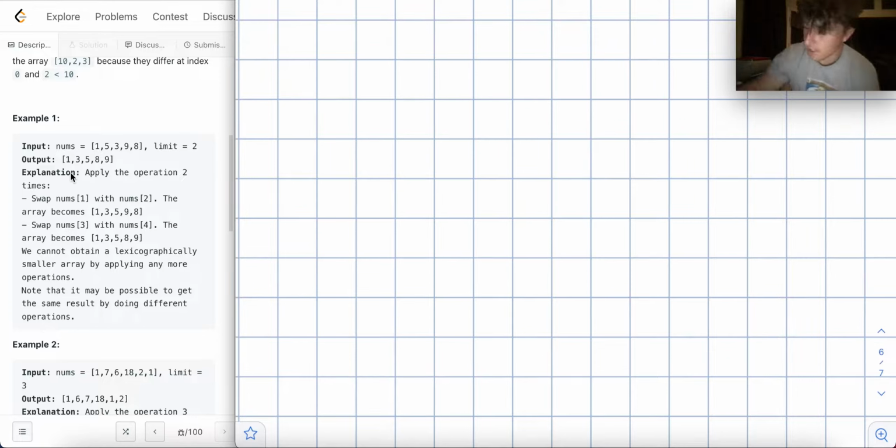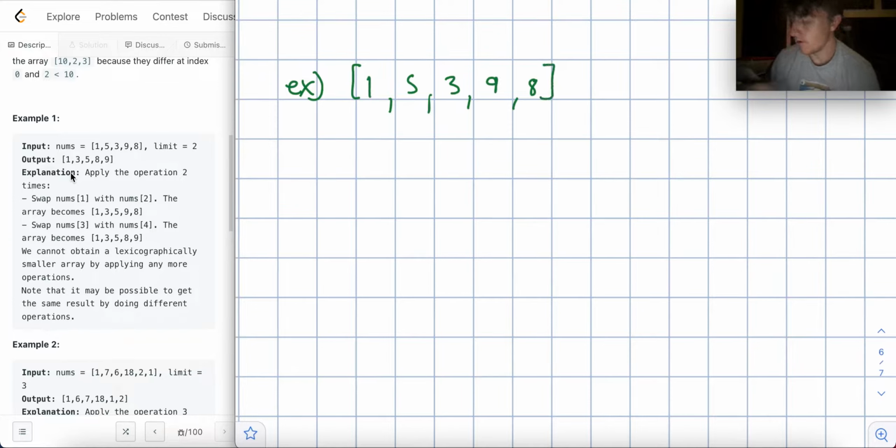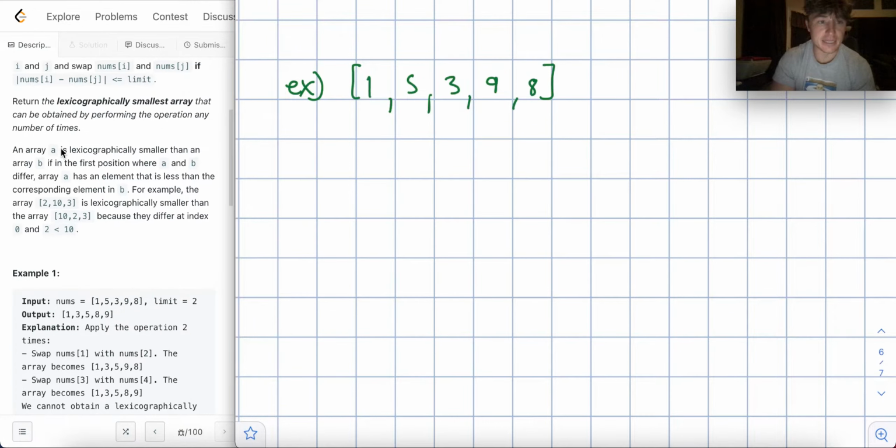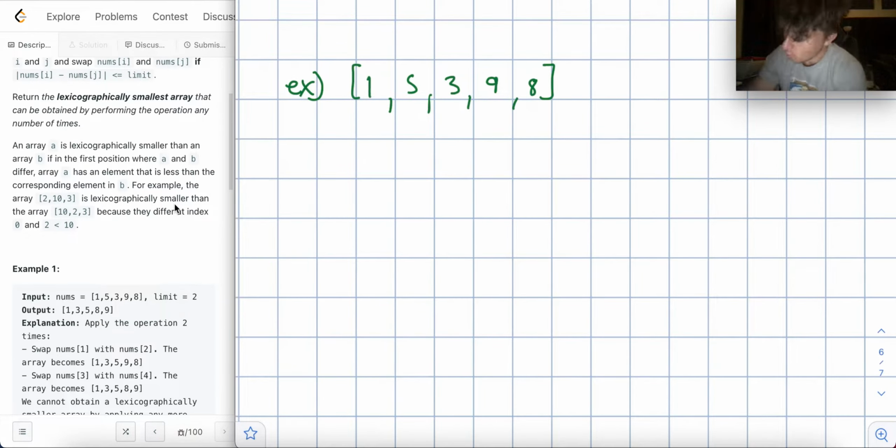In this example, we have 1, 5, 3, 9, 8. The limit being 2 confines what can be switched with what. 1 and 5 are too far from each other to be switched. How far away are they? They're 4 away. 5 minus 1 is 4, and the difference has to be at most 2. But 1 and 3 could be switched.